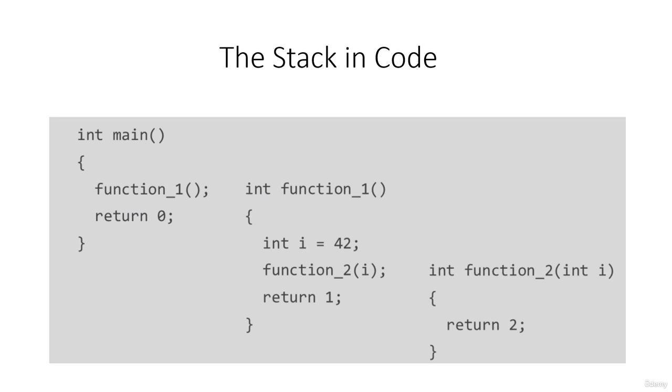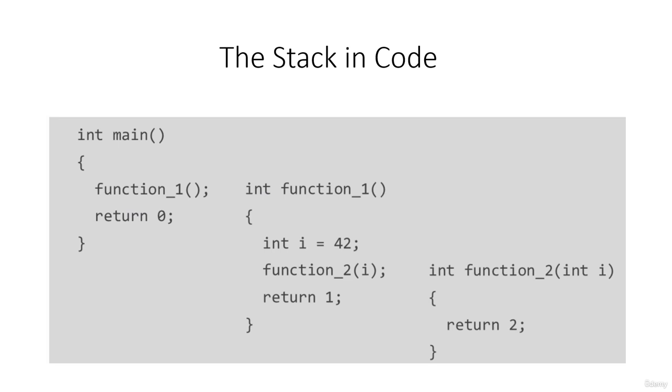The first program statement in main calls function 1, transferring the point of execution in the code to function 1. The first program statement in function 1 then calls function 2, transferring the point of execution to the code in function 2, and the only program statement in function 2 exits the function.